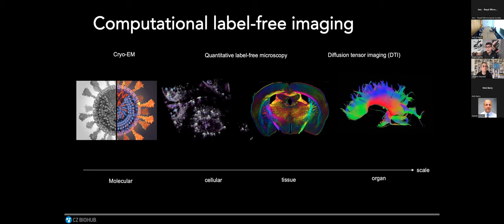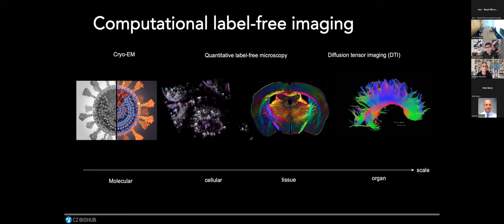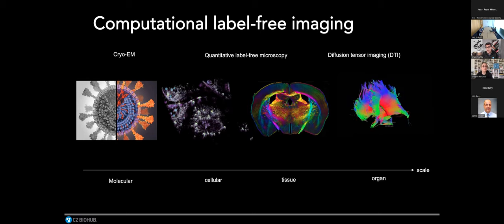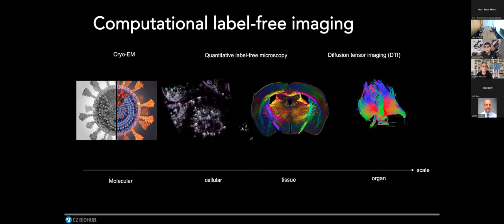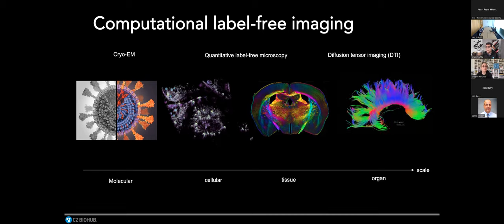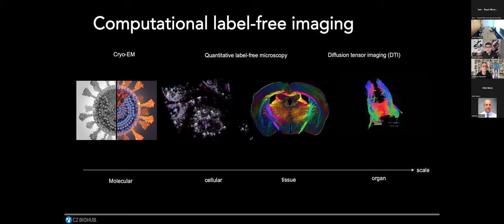In between, there is a very large variety of label-free microscopy methods that are available and that are evolving. And they allow you to see the architecture and understand the functions of cells and tissues.